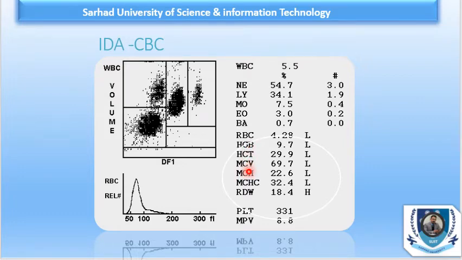Now you think about what the cases are in which we have microcytic hypochromic anemia. The most important, the first thing, is iron deficiency anemia. So first you will think about iron deficiency anemia. For this you will see RDW. RDW is very high. It is 18.4, and it means that this CBC report needs a slide.